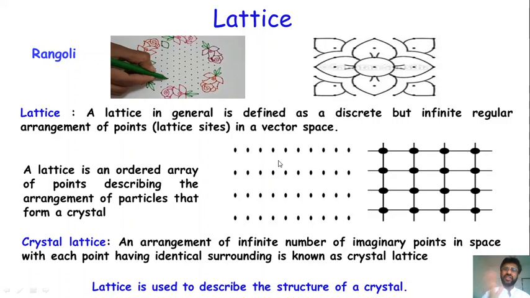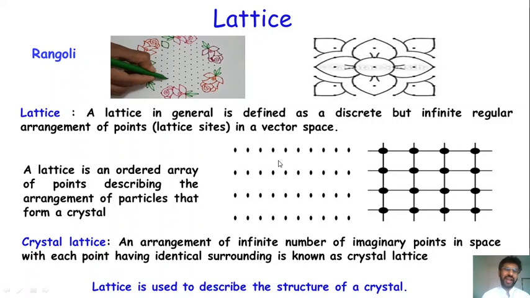So for the construction of the crystal, we can imagine such points, and those points are known as lattice points. So the lattice in general is defined as a discrete but infinite regular arrangement of points in a vector space. Every point acts as a lattice site. In another way, you can say that a lattice is an ordered array of points describing the arrangement of the particles that form a crystal. So this is the basic requirement to imagine lattice points on the paper.